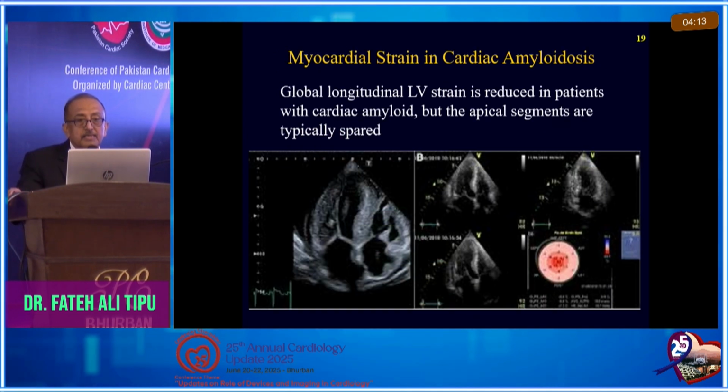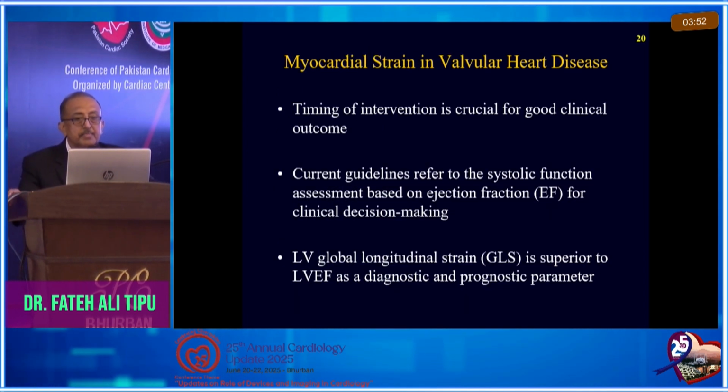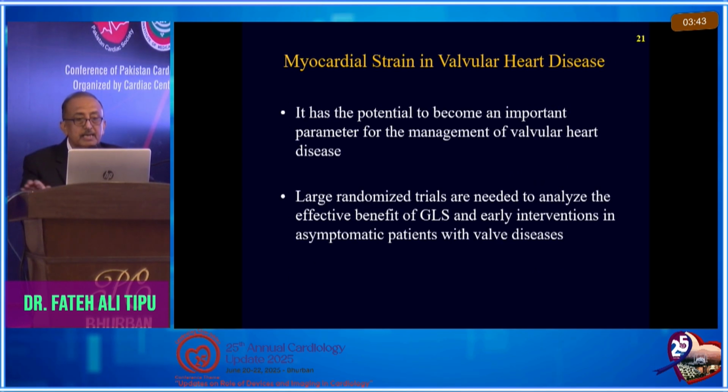The current clinical practice guidelines for the management of hypertrophic cardiomyopathy include strain echocardiography for evaluating longitudinal function in early disease. The other condition is cardiac amyloidosis, and in cardiac amyloidosis, longitudinal strain not only gives you the prognosis, but also is important from the diagnostic point of view. Global longitudinal strain is reduced in patients with cardiac amyloid, but there is apical sparing, which is called cherry red on top. Then we can use the myocardial strain in valvular heart disease, although it's still not in the guidelines, but it may come in the future.